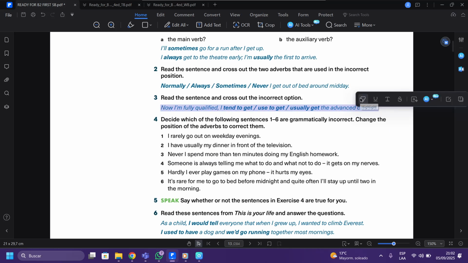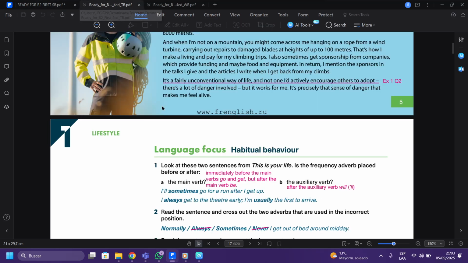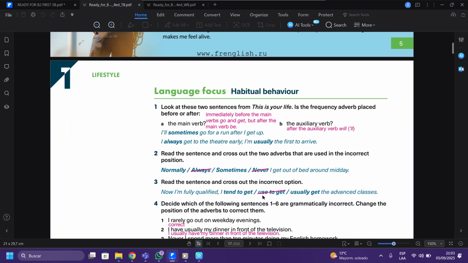So we are in here. I'm gonna highlight it in yellow so that you can see. Okay? This part. It says, now I am fully qualified and I tend to get, I used to get, or I usually get the advanced classes. What do you think is the option that is incorrect in here? Tend to get, used to get, or usually get? Tend to get. Okay, so let's take a look at the right answer. The incorrect option is used to get.